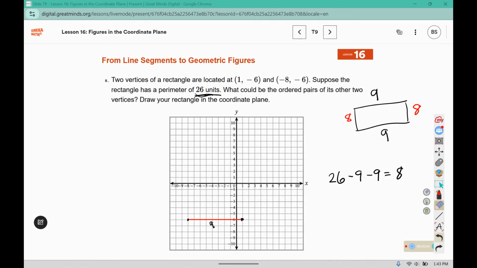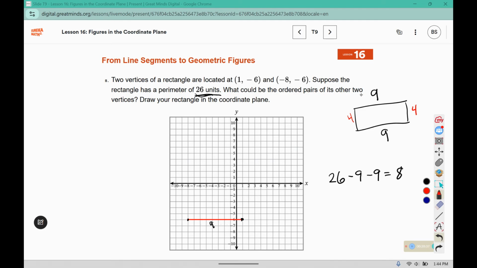So instead, we need to split that 8 up onto those two sides. 8 split into two parts would be 4. So then 4 plus 9 is 13, plus 4 is 17, plus 9 makes 26. So we could either go up by making this line segment the bottom of our rectangle, or we could go down and making it the top of our rectangle.